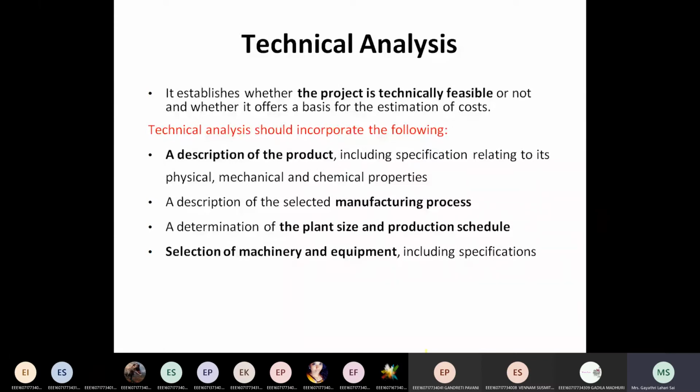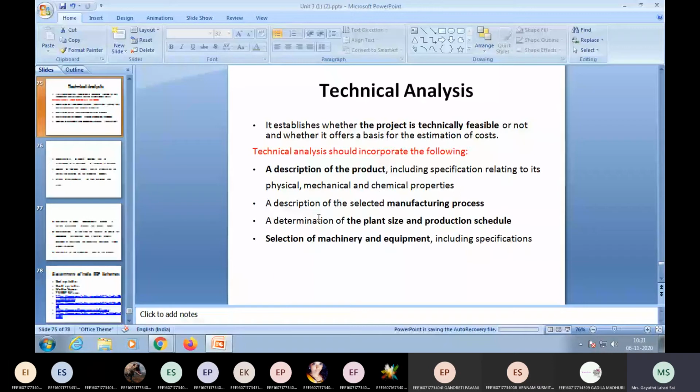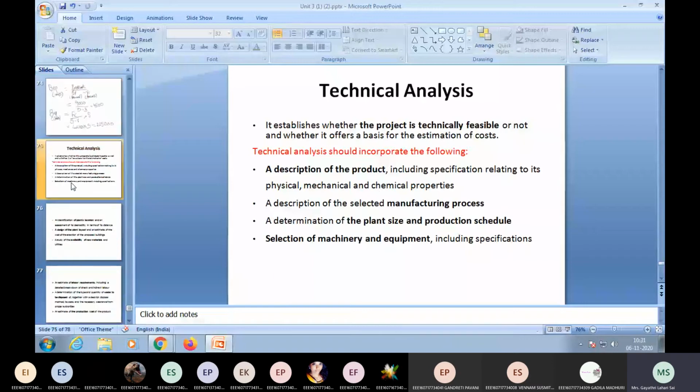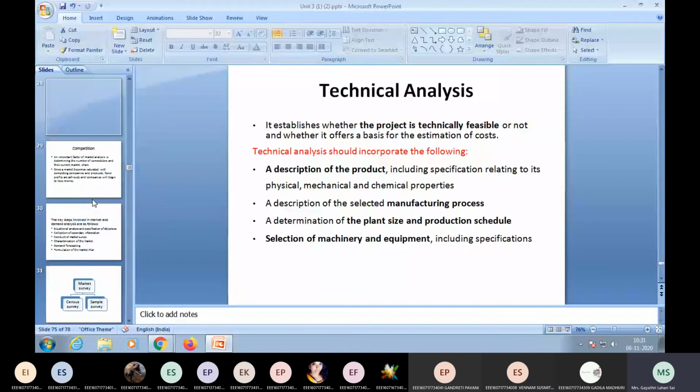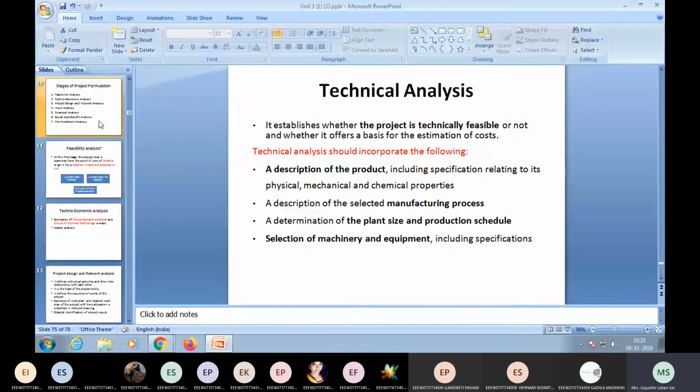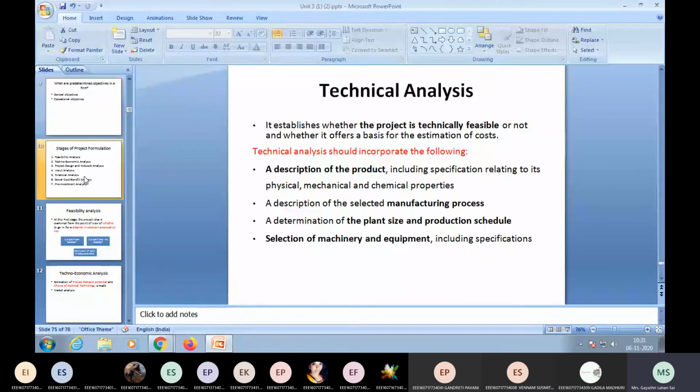So I am taking a small topic. This is technical analysis. Let me show from where this topic has started. Just blindly telling the PPT slides will not help you. So from where did I take this topic? Let me show that.